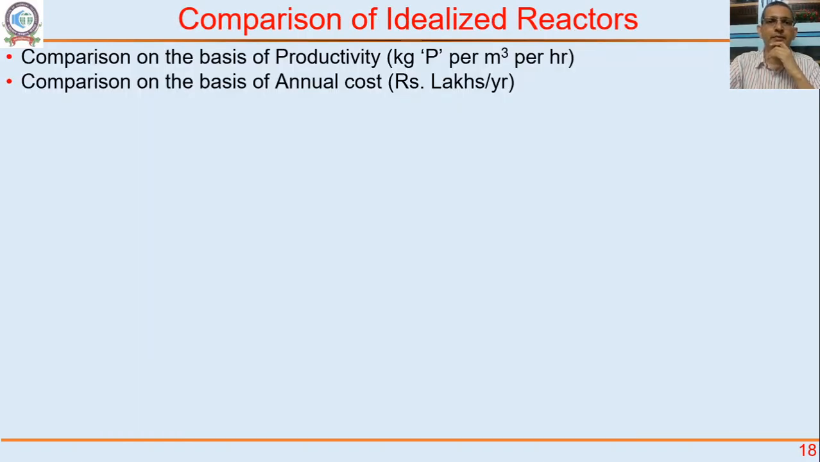Here is some comparison. These are the two considerations on which I would like you to compare. Productivity, how many kgs of P we have made per unit reactor volume per unit time, and what is the annual cost? So many lakhs of rupees you have to spend in terms of operating cost, in terms of expenditure on capital cost, fixed cost. Compare on these two bases the three types of reactors: batch, well mixed CSTR, batch, well mixed, and plug flow.